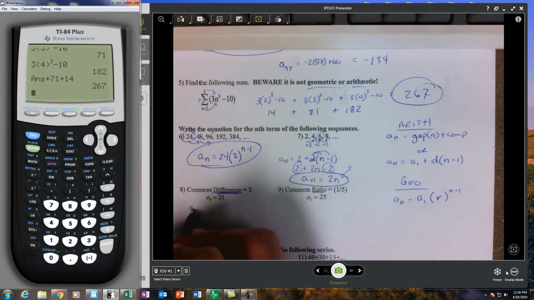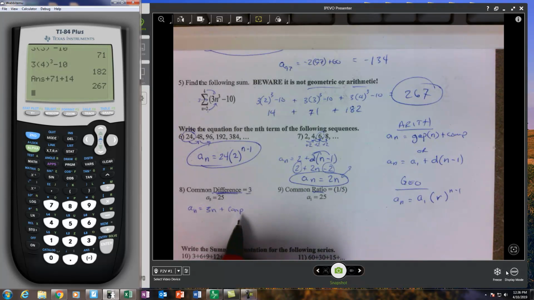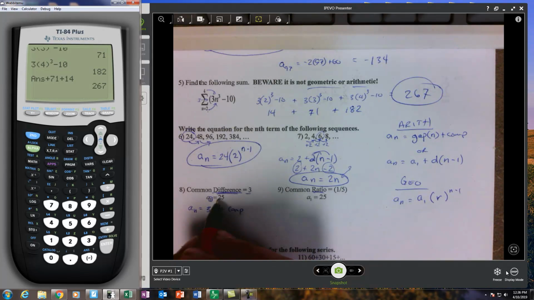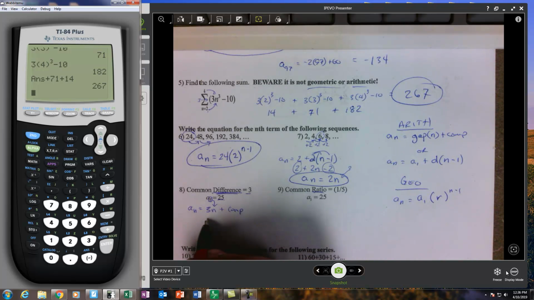On this one, I'm going to go ahead and do the gap times n. The common difference is the gap, so this would be 3n. And I always do plus compensation, okay? The way that compensation works is you have to plug a number in for n and then get the expected result. This problem says that the fifth term is 25, which means if I put 5 in here, I'm supposed to get 25. But when I put 5 in here, I get 15 plus comp.